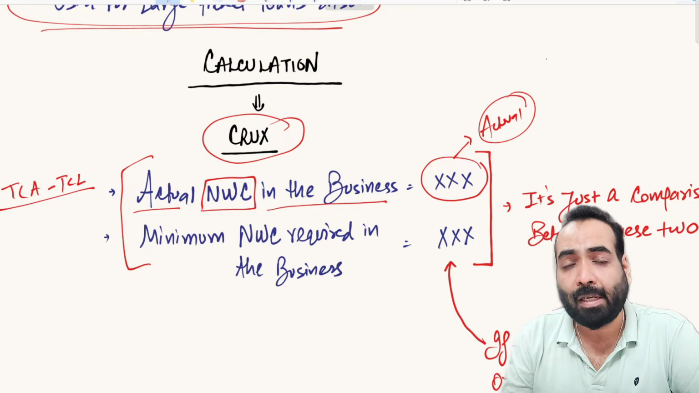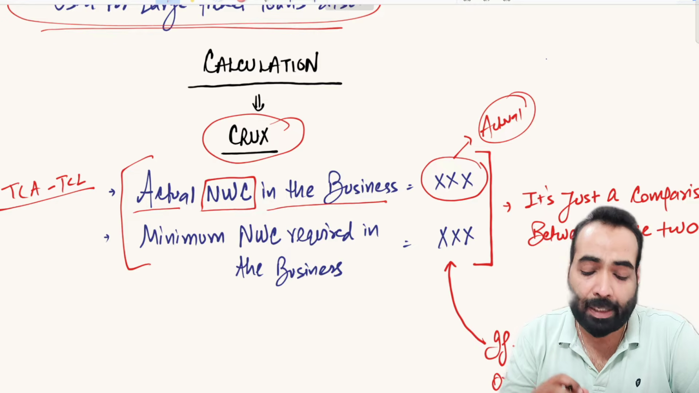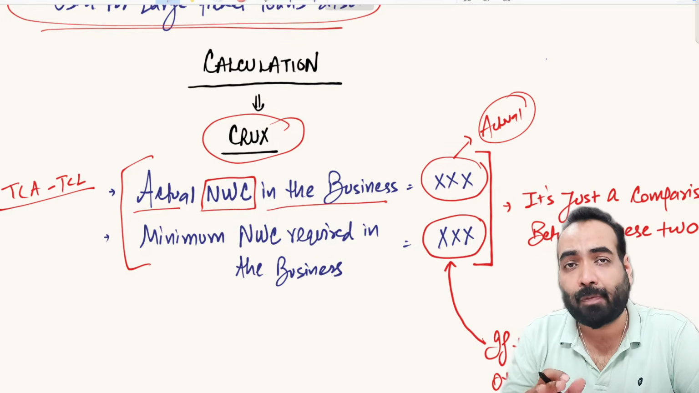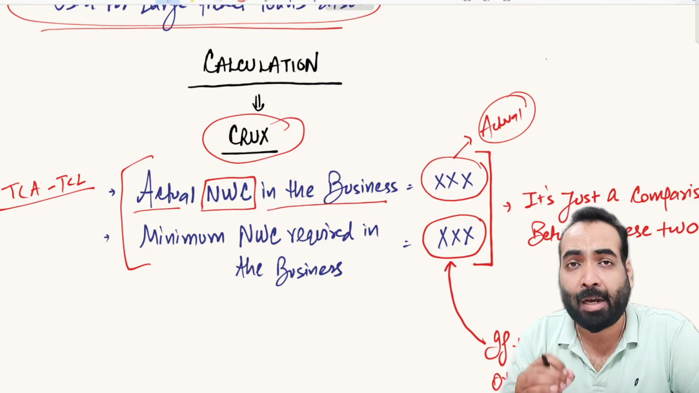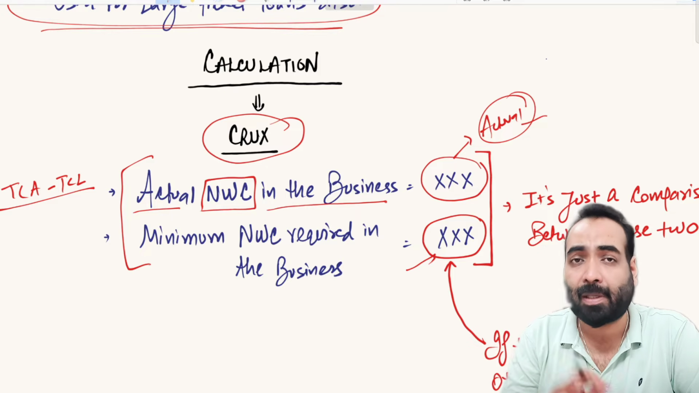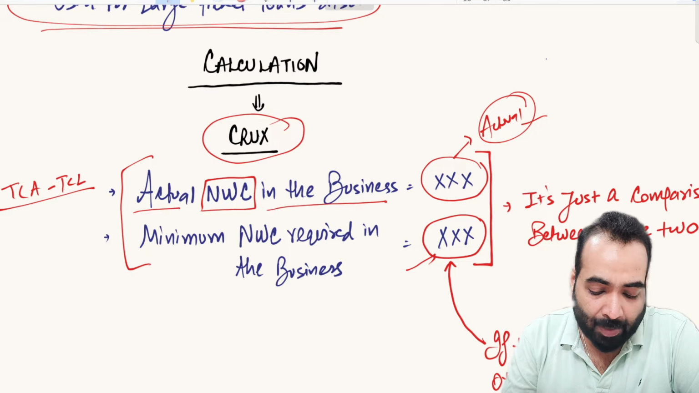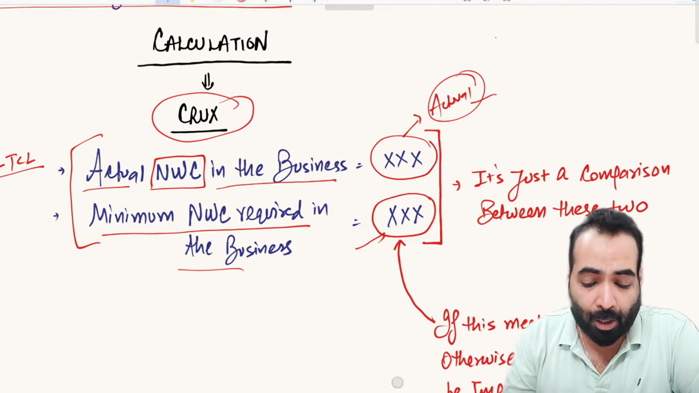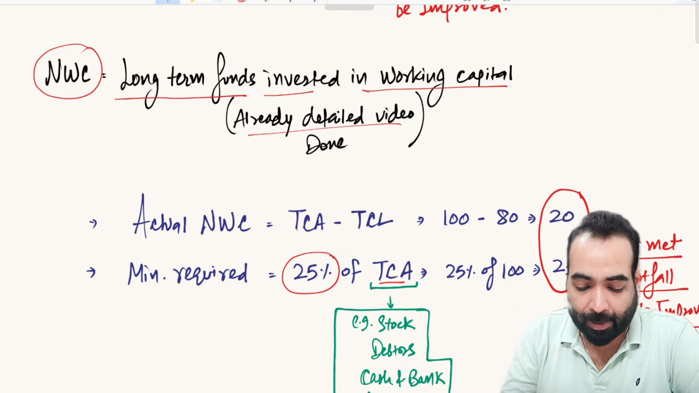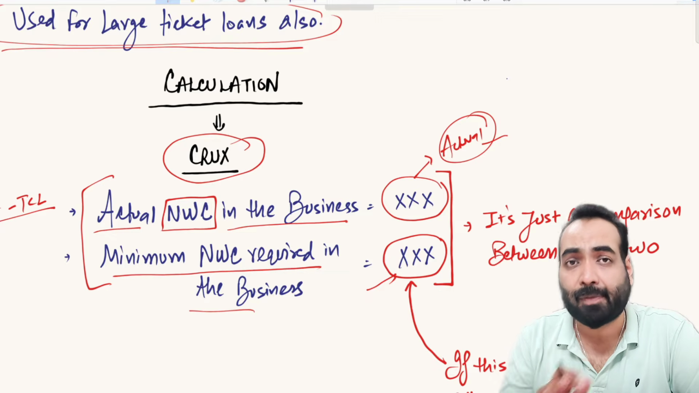And now we need to see what should be the position of NWC in the business. This is the only new thing in this formula. What should be the justified level of NWC in the business? This is the actual level, and this is the justified level as per the MPBF method number 2. And how is it calculated? Minimum NWC required in the business. It is simply 25% of total current assets. We will come to this later on the slide. So this is the minimum NWC required in the business as per this formula.